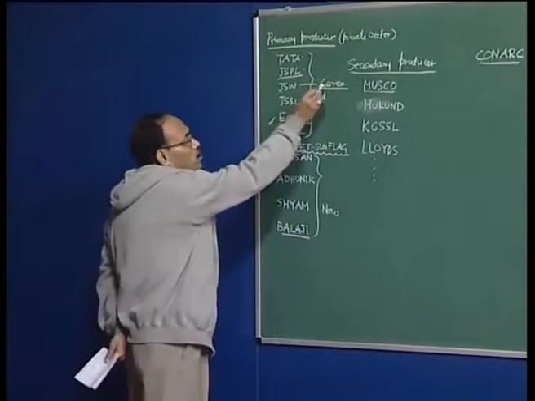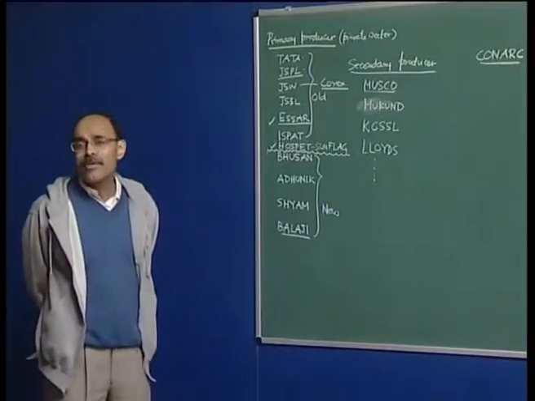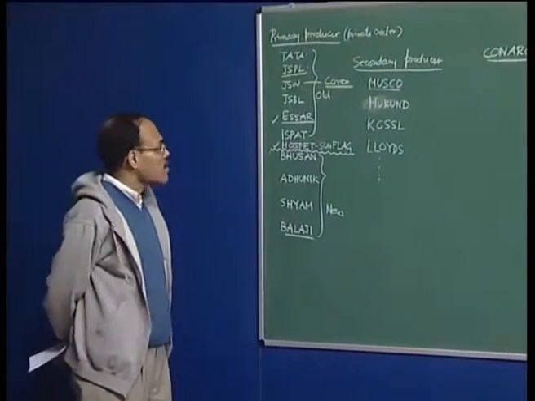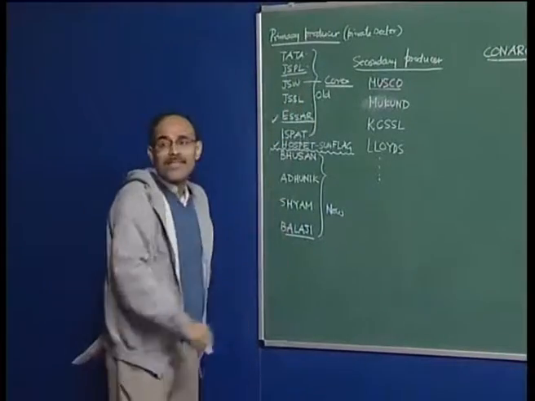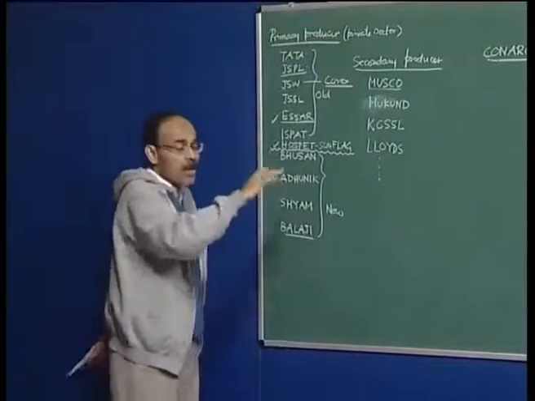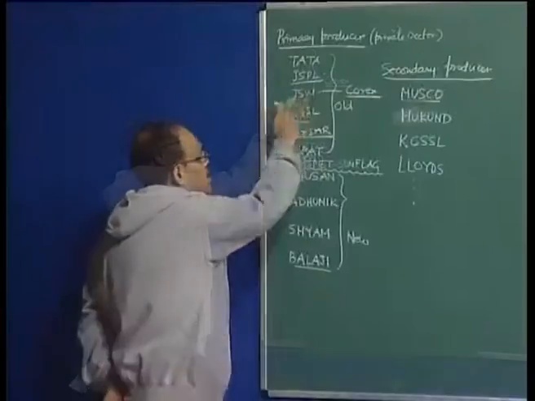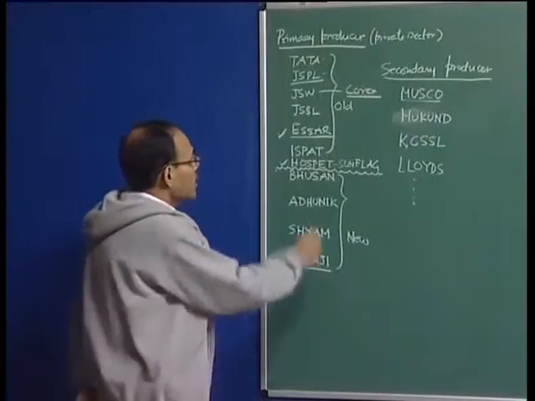JSW at Toranagallu is a flat product plant. They don't have billet or bloom casting. They produce slabs. There again the hot metal is produced through Corex as well as blast furnace, and then we have steel making, which is done through LD steel making.